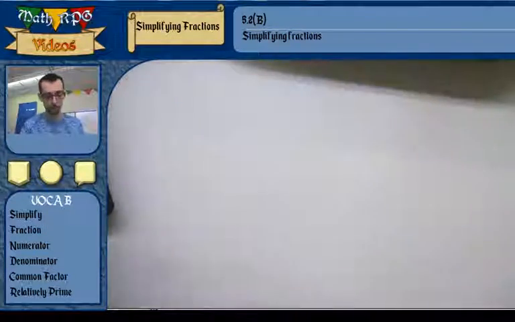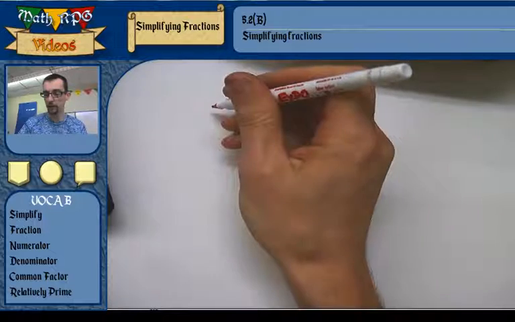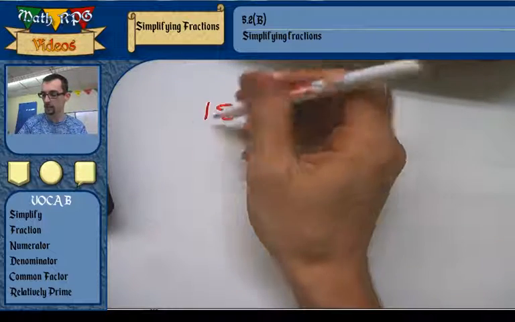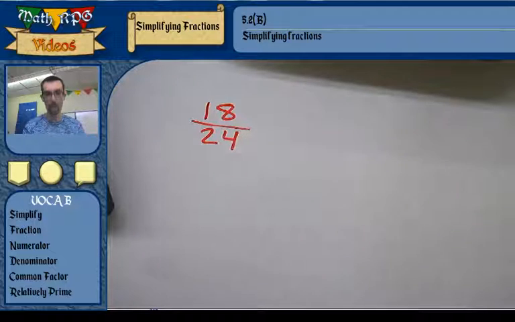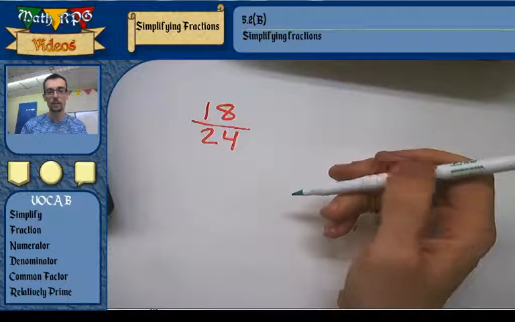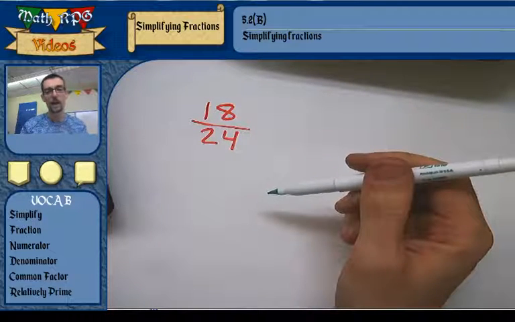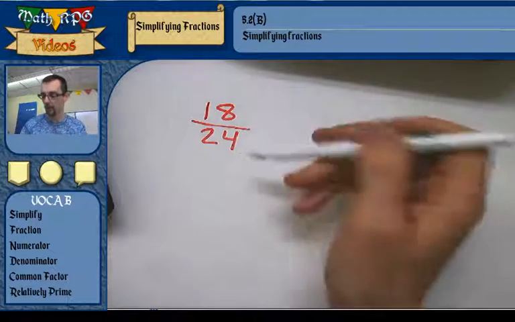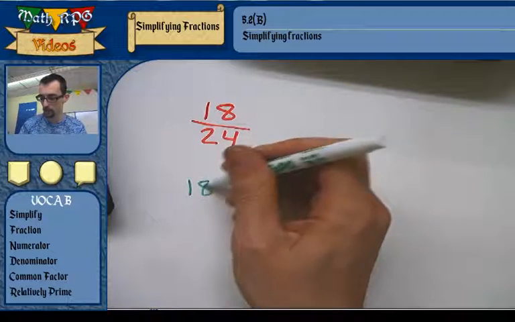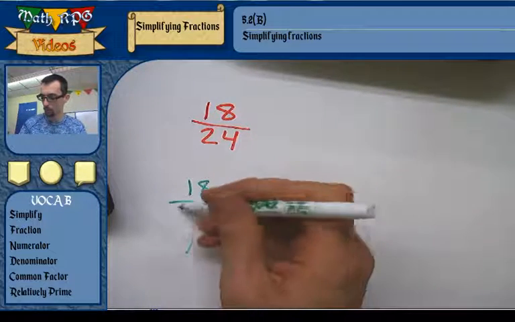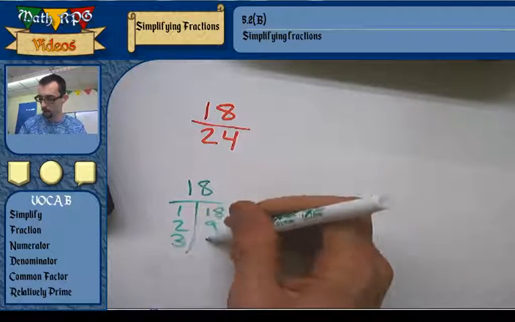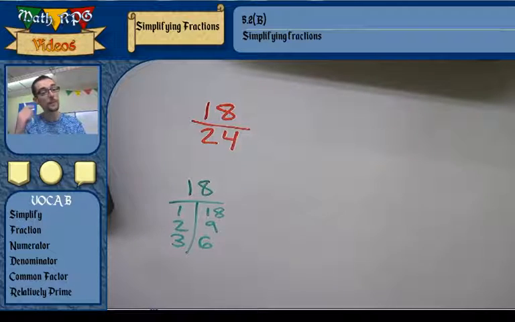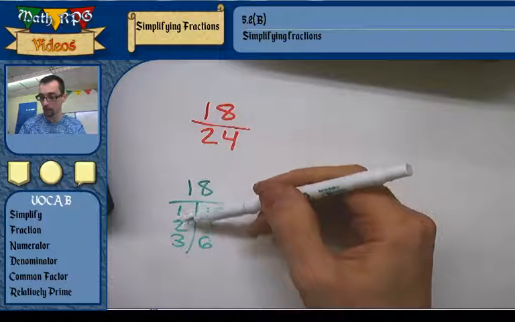So let's simplify the fraction 18 over 24. Okay, so I'm going to simplify this fraction. I need to find a common factor between the numerator and the denominator, 18 and 24. So I'm going to write 18's factors: 1 times 18, 2 times 9, and 3 times 6. You can keep going, you can keep checking, right? You just keep getting larger and larger and larger.